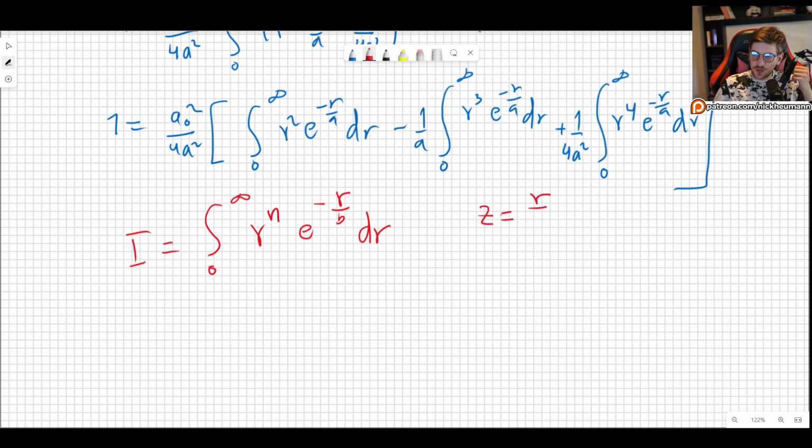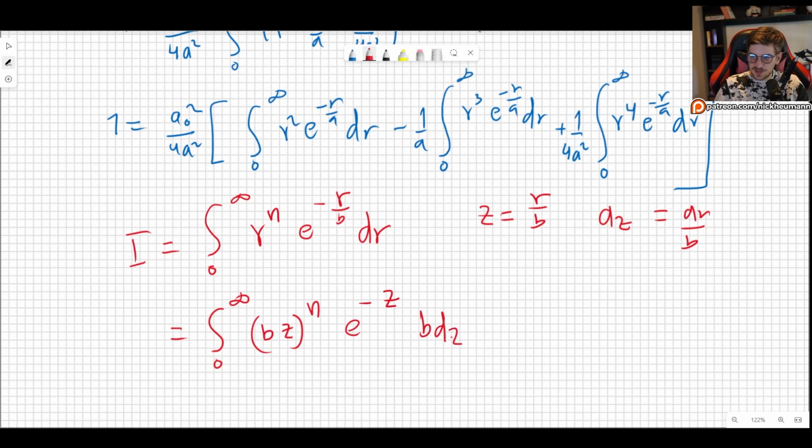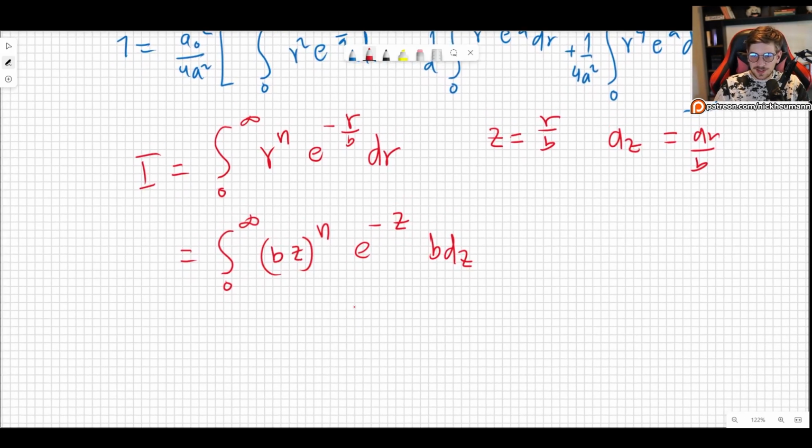and we substitute for the thing that is inside of the exponent without the minus sign. And then we get dz, which is dr over b. So we can just plug it in. So we get integral, the limits have not changed. And instead of r, we have b times z. So b times z to the n, and then we get e to the minus z, and instead of dr, we have b dz. So what we get here is b to the n plus 1 integral from 0 to infinity of z to the n e to the minus z dz.